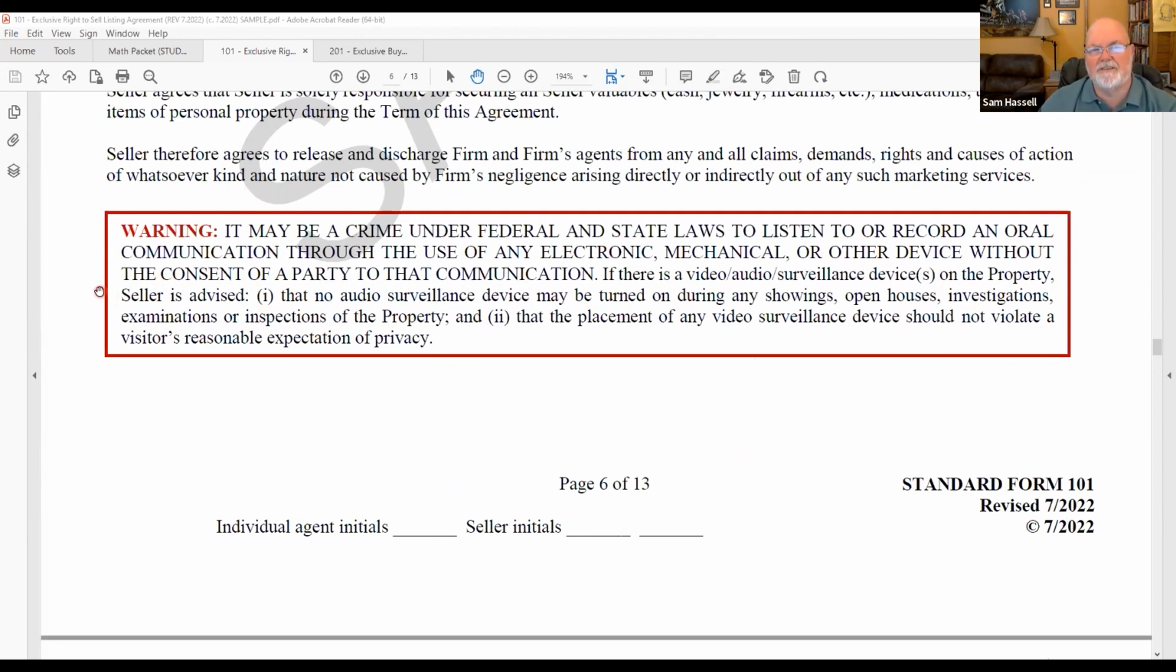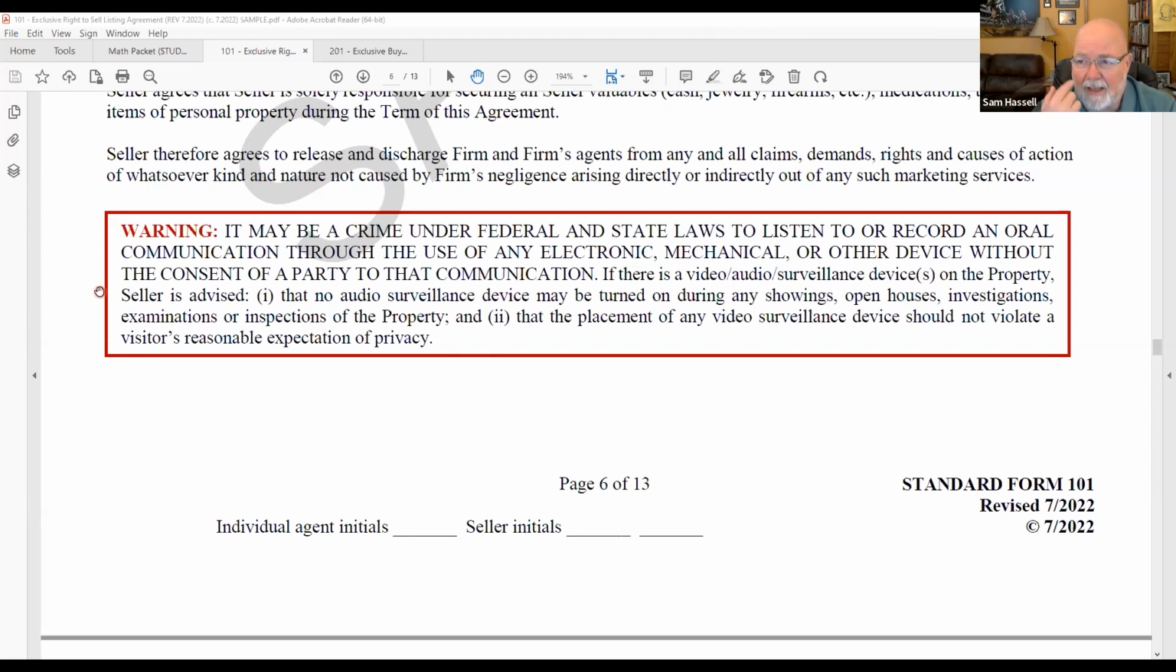Big warning here, and we need to know this. It may be a crime under federal and state laws to listen to or record an oral communication through the use of electronic, mechanical, or other device without the consent of a party to that communication. If there is a video or audio surveillance device on the property, the seller is advised that no audio surveillance device may be turned on during any showings, open houses, investigations, examinations, or inspections of the property. And two, that the placement of any video surveillance device should not violate a visitor's reasonable expectation of privacy. So don't put video cameras in the bathroom, rule number one. And number two is that you cannot use audio, as a matter of law. You can use video, but no audio. So you have to shut all those things off.